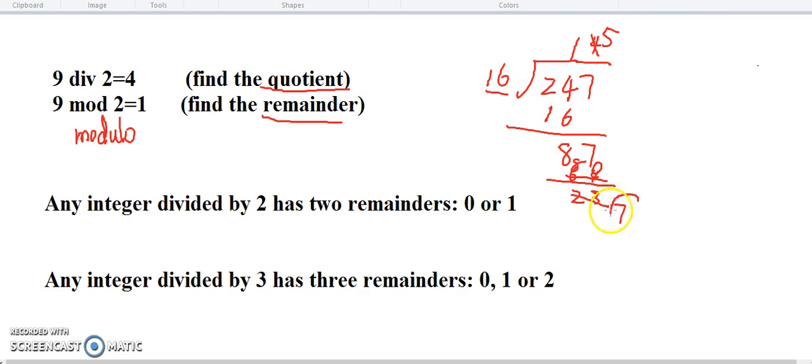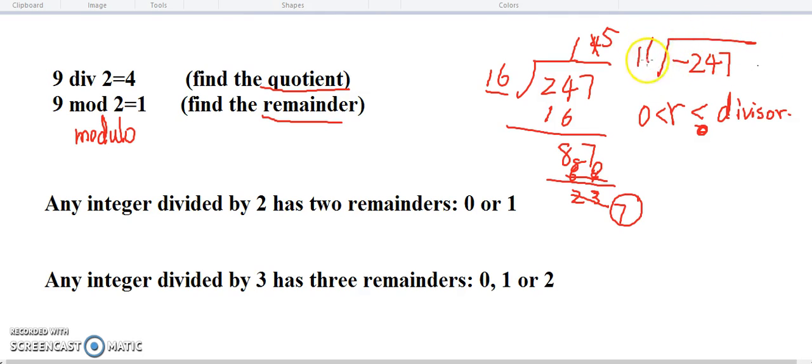So the remainder is always less than the divisor, because even if it's equal to 16, we can still increase the quotient by 1. And also, we always want our remainder to be positive, because even if it's negative 247, we can still divide it by 16, and we can get a negative quotient.